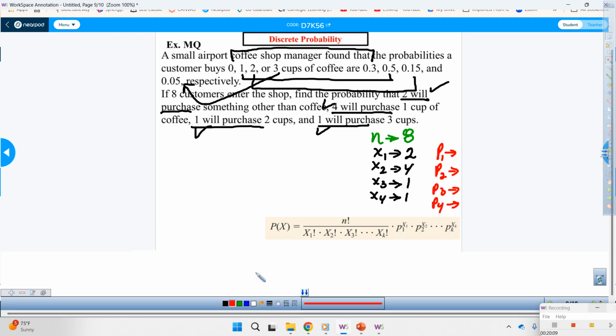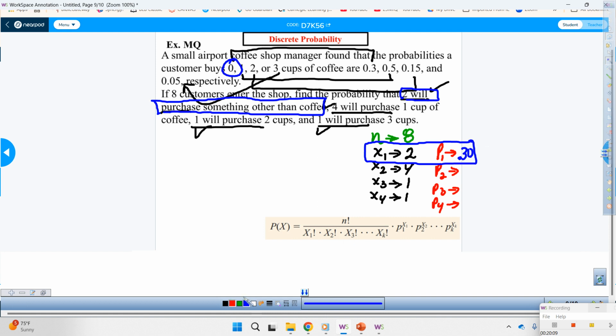All right. So let's see. I'm going to start with blue. 2, which is this one. 2 will purchase something other than coffee. What does that mean? Are they going to drink coffee? No. So let's look over here. Which one is the number for no coffee? 0. And what is its percentage? 0.3. That is correct. Or 0.30.